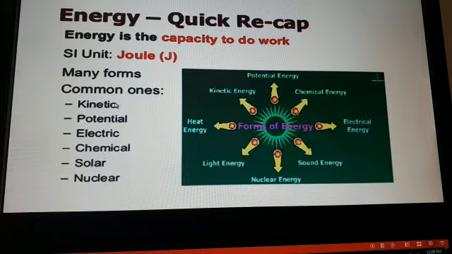You know what kinetic energy is? The energy possessed by motion. Potential energy is possessed by position. Electrical energy is the energy possessed by the current. And chemical energy is the stored energy in food or battery. And solar energy is the energy produced by the sun. Nuclear energy is the energy produced by a nuclear reaction. All these are examples of energy. Energy is the capacity to do work and the unit of energy is joule.